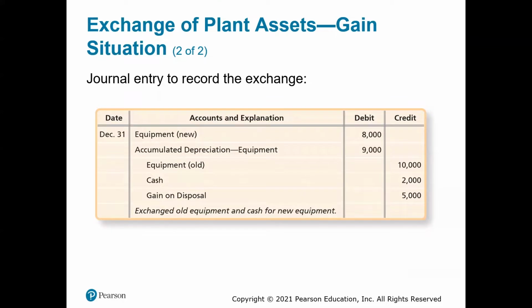The journal entry removes the old equipment and its accumulated depreciation. It records the new equipment and the payment of cash, and it also recognizes the gain on disposal. Here you see the debit to equipment, debit to accumulated depreciation, equipment, credit to equipment, the old equipment, $2,000 credit for the cash, and the gain is $5,000 credit.